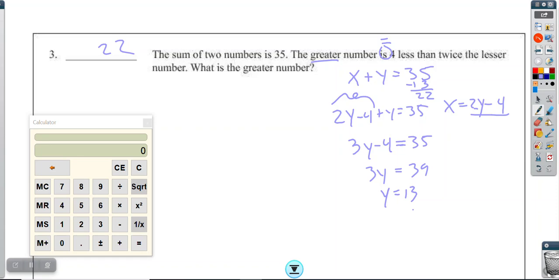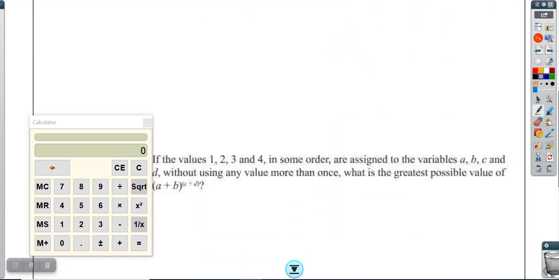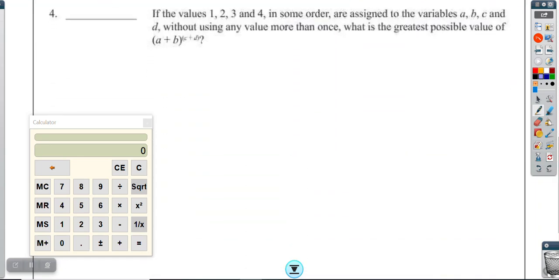All right, the last problem, here we go. Ooh, exponents. If the values of 1, 2, 3, and 4 in some order are assigned to variables a, b, c, and d without using any value more than once, what is the greatest possible value? So my first inclination is we want a big exponent. So I kind of want to go with 1 plus 2, and that would be to the 3 plus 4 power. So that would be 2 to the 7th.